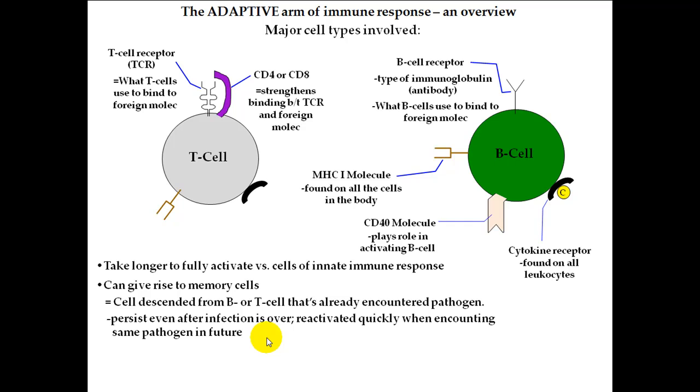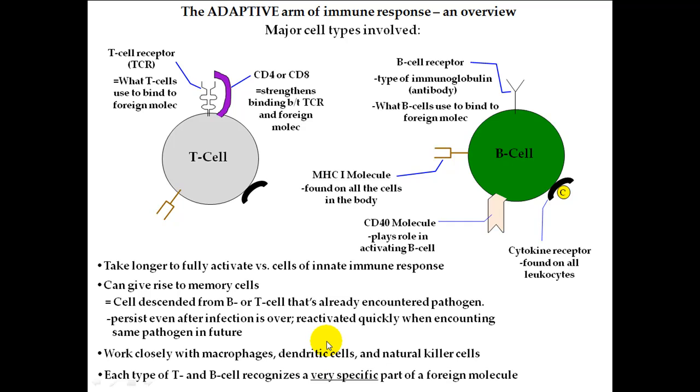Another general characteristic of T and B cells is that, as we mentioned before, they work closely with components of the innate immune system, so components like macrophages, dendritic cells, natural killer cells. So there's a lot of crosstalk between these cells of the innate immune response and these cells of the adaptive immune response.